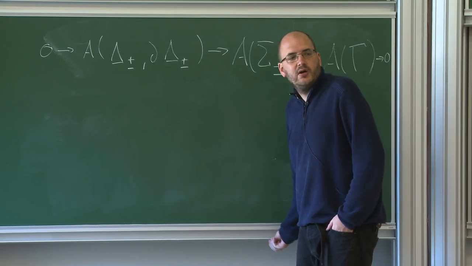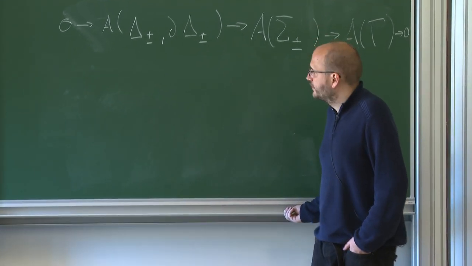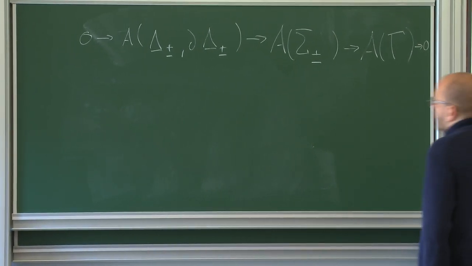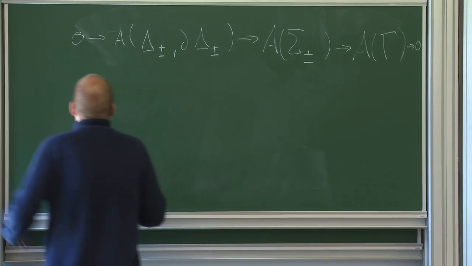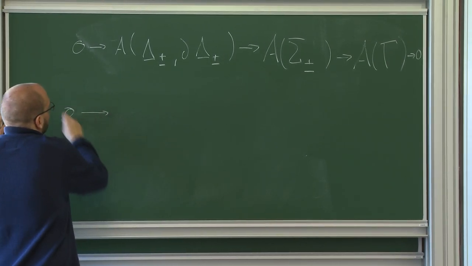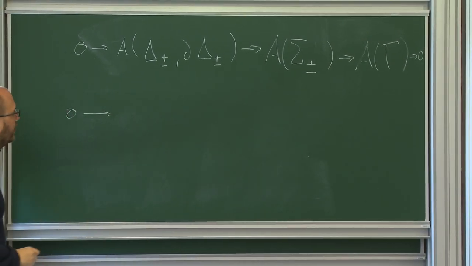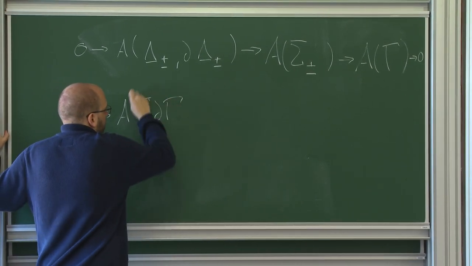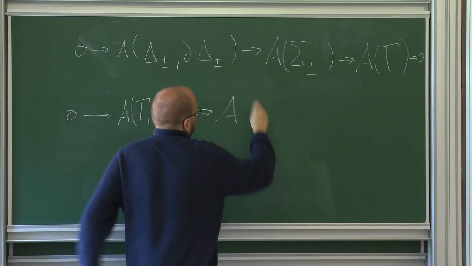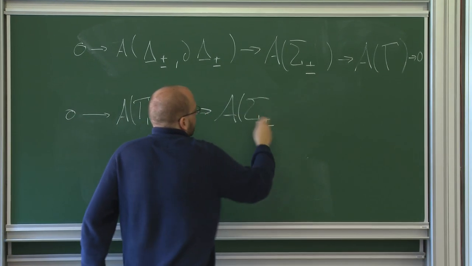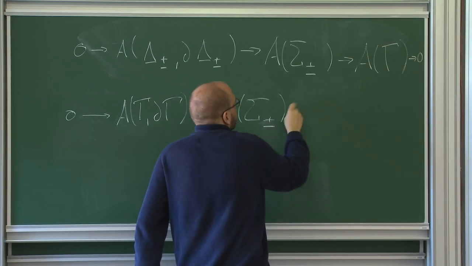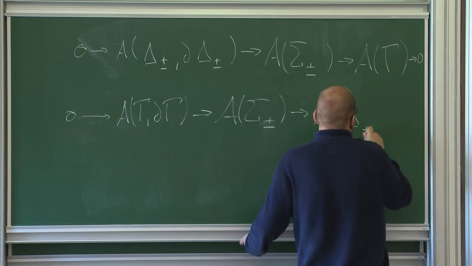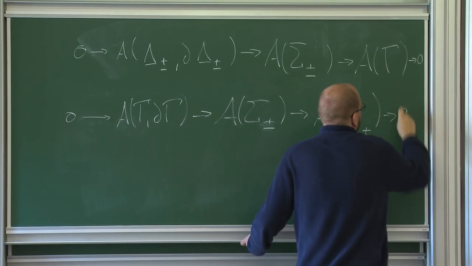Right, so they are all of the same dimension. And then I also have the reverse exact sequence. So now I take gamma as a relative object, with A delta plus minus.